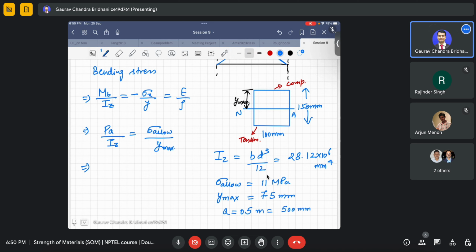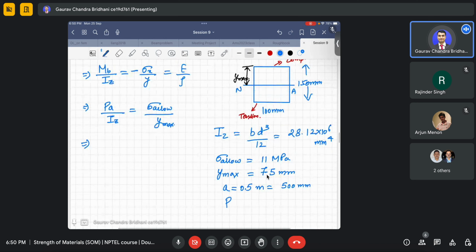Okay. And the value of P from this, I am calling it P bending, because it is obtained by considering the bending. So I am calling it P bending to make sure that I don't mix up. So I will write here, P bending into A, which is 500, divided by IZ, which is 28.12 into 10 power 6, is equal to 11 divided by 75.